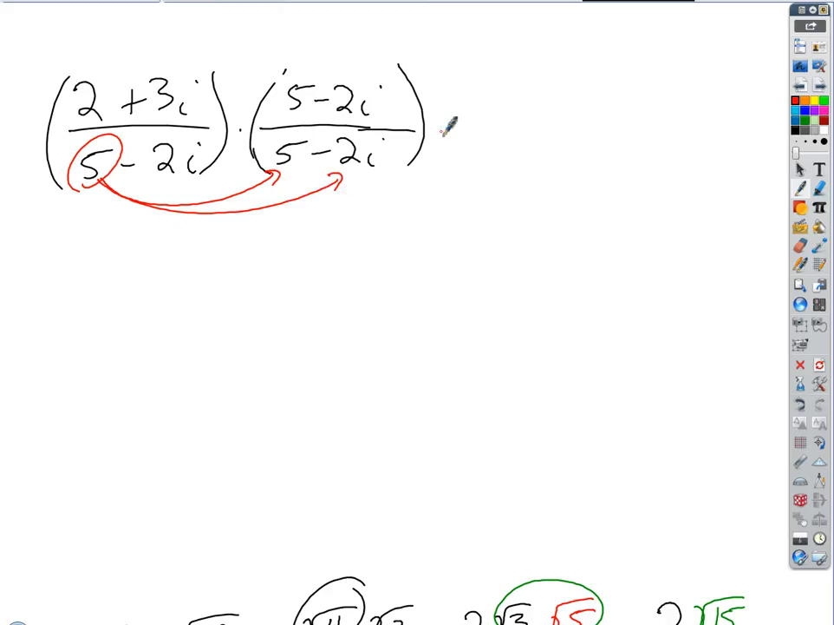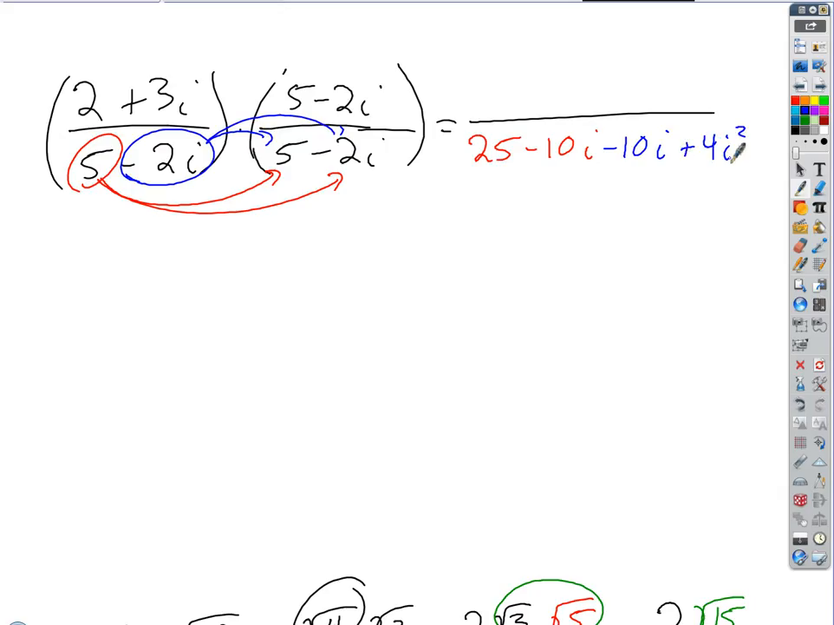when I distribute it to both parts, on the bottom gives me 25 minus 10i. When I distribute the negative 2i, I'm going to get minus 10i, and then I'm going to get what? Plus 4i squared, right? And the i squared, that's fine, that just becomes a negative 1, right? So that's just going to make this a minus 4. Okay, almost worked. Almost worked. We got a negative 10i minus a 10i, which is a negative 20i.